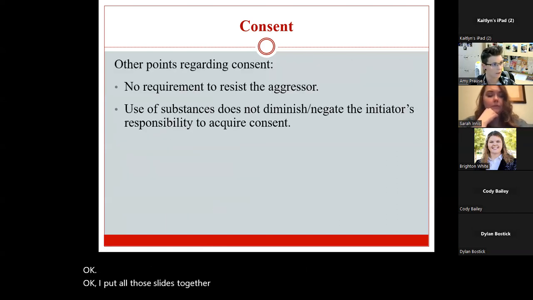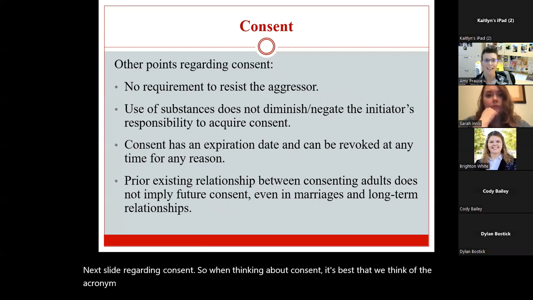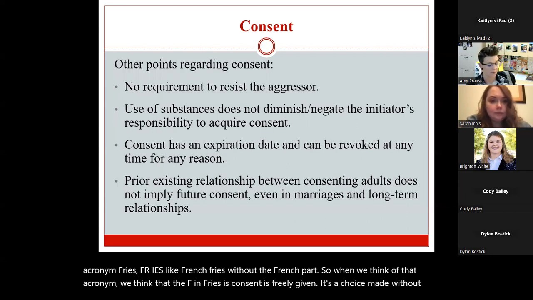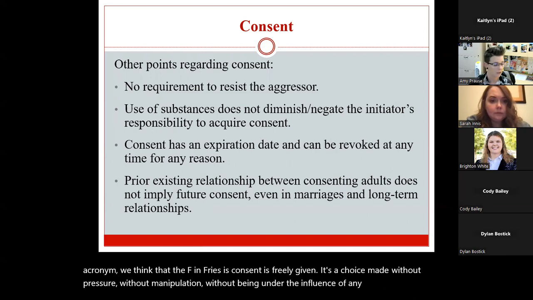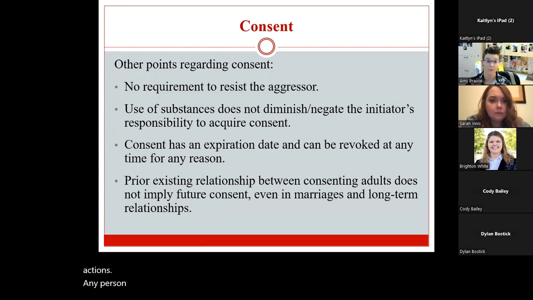Next slide regarding consent. When thinking about consent, it's best that we think of the acronym FRIES, F-R-I-E-S, like French fries without the French part. The F in FRIES means consent is freely given. It's a choice made without pressure, without manipulation, without being under the influence of any substance. The R means that consent is reversible, that at any time in the sequence of sexual actions, any person that is involved can revoke their consent.